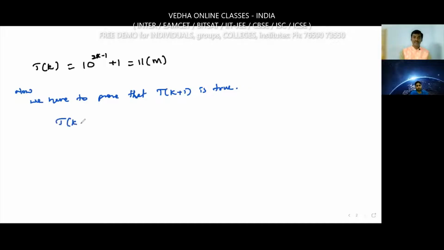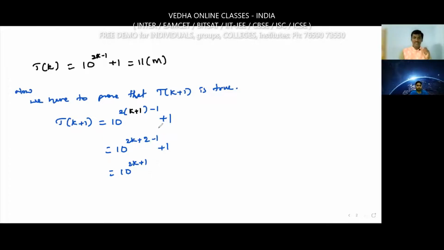Now take T(k+1). In place of n, substitute k+1: 10^(2n-1) + 1, where n is replaced with k+1. Now this equals 10^(2(k+1)-1) + 1, that is 2k + 2, two ones are 2, minus 1, plus 1. This equals 10^(2k+2-1), and 2 minus 1 is 1, so we get 10^(2k+1) plus 1.